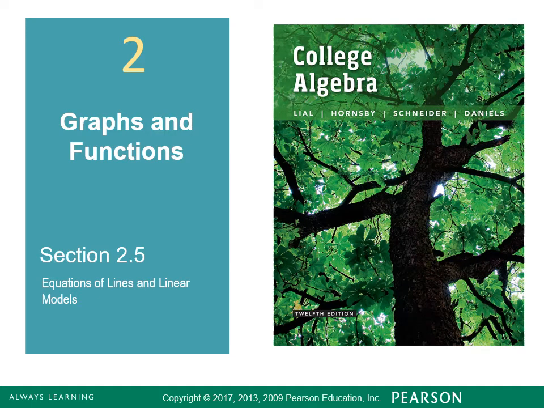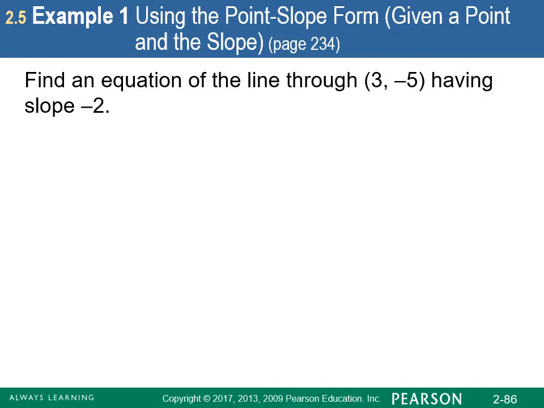We are going to be given some information about a line, and our job is going to be to find the equation for it. Now, most of the time we'll be using what's called the point slope form for the equation of a line. Now, that's a formula that looks like this.